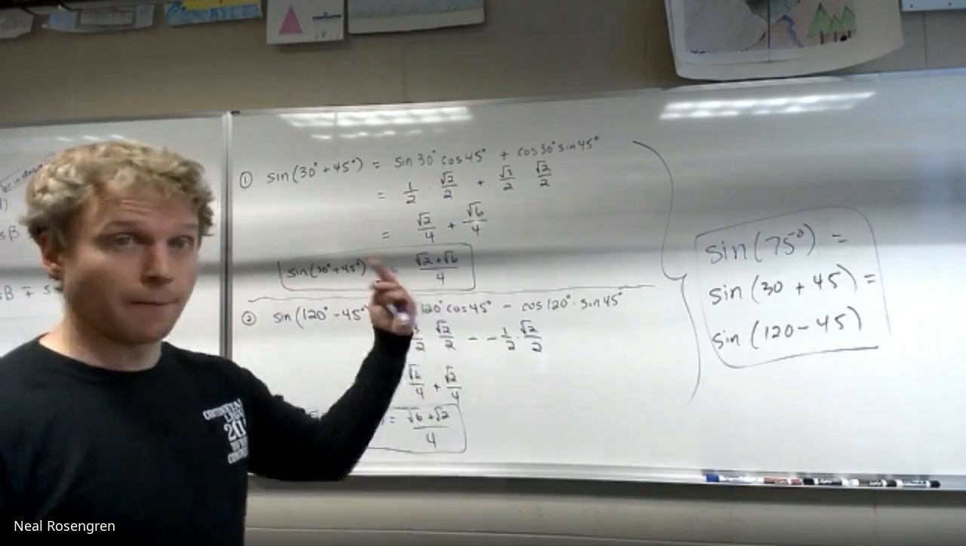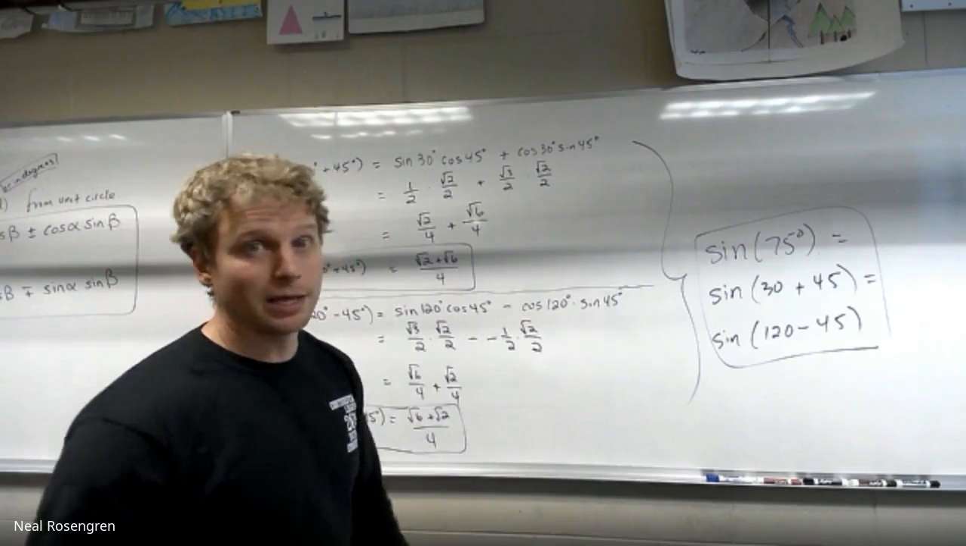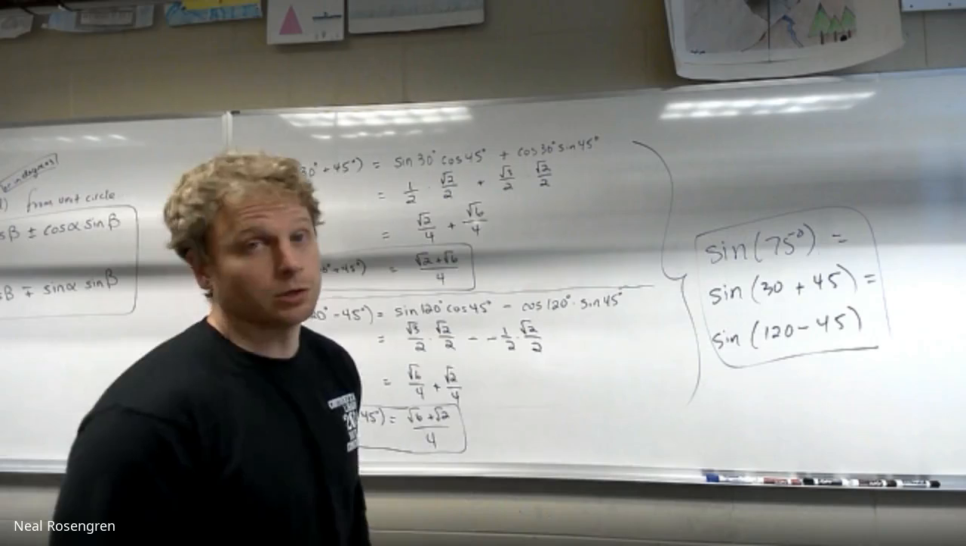And there's a bunch of them. These are not the only two. I could find a couple different ways to add or subtract two unit circle spots and get to 75.